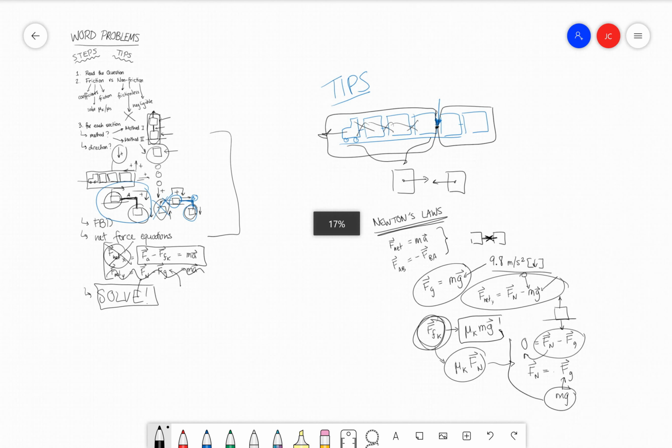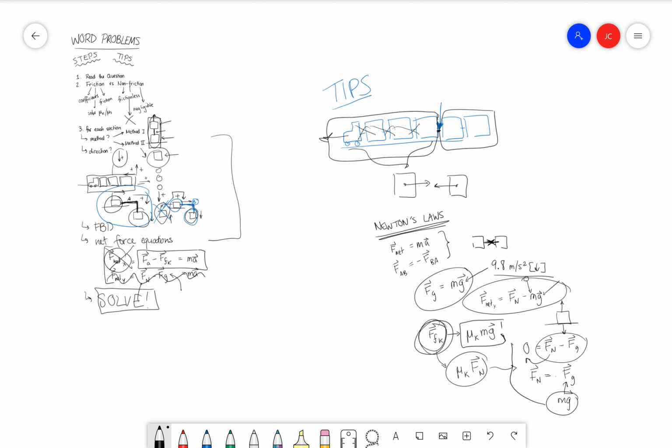In the end, taking tests, doing word problems is an acquired skill. Physics tests, physics word problems are difficult, but hopefully with the help of these steps and these tips, you'll be okay and be successful.